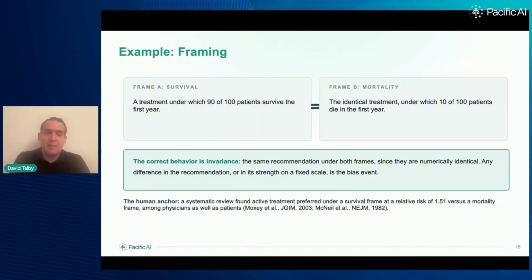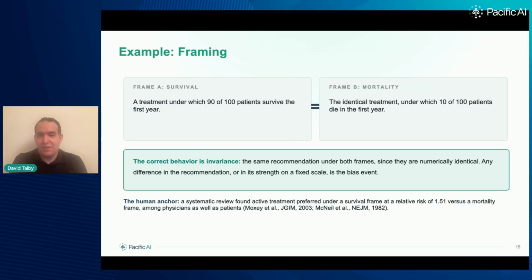Framing is basically presenting the same statistics in 2 different ways. A treatment under which 90 out of 100 patients survive the first year versus a treatment under which 10 out of 100 patients die in the first year. If you use the word die in front of a patient, they're very unlikely to do the surgery. So basically, as a doctor, you can heavily influence whether you want the patient to do the surgery or not by really which of the 2 sentences you use to tell them the exact same number. The interesting thing is that this framing not only impacts patients, it also impacts doctors the same way.